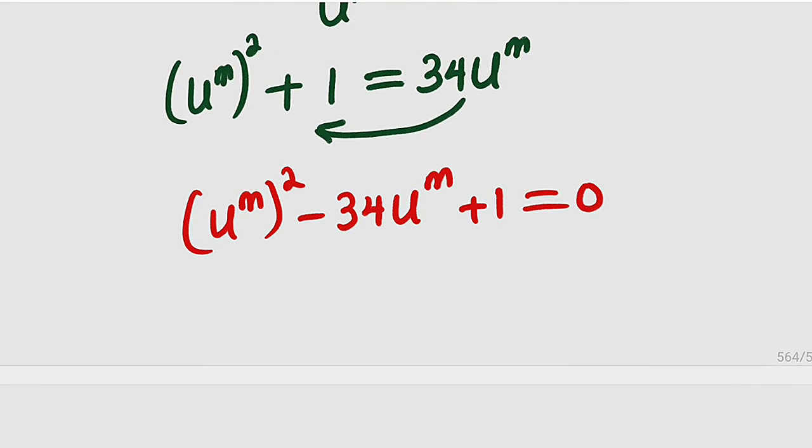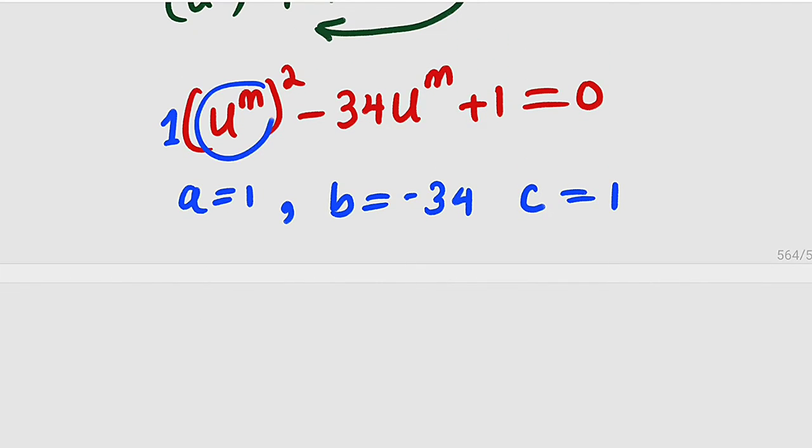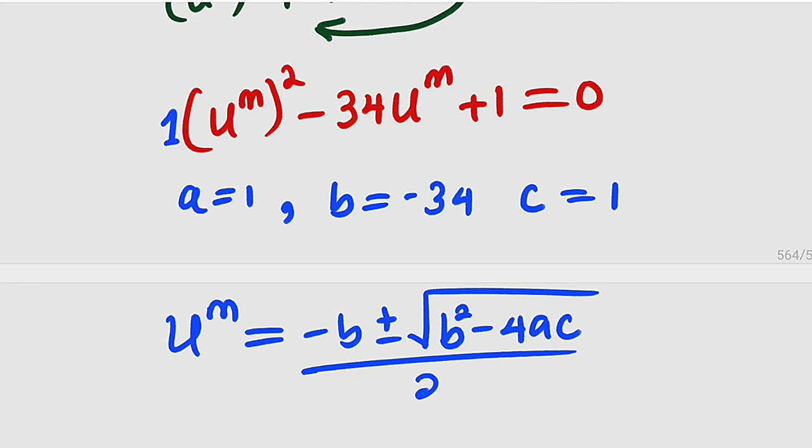This is now a quadratic equation in terms of u to the power of m. The leading coefficient here is 1, so a is equal to 1, b is equal to negative 34, and c is equal to 1, which is the constant. And remember, the general formula is what? Since our quadratic equation is in terms of u to the power of m, therefore u to the power of m is equal to minus b plus or minus the square root of b squared minus 4 multiplied by a multiplied by c, divided by 2 multiplied by a.